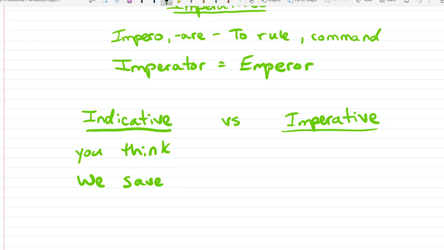But the imperative is that we're actually giving that as a command. So instead of you think, you just need to tell someone, think. And the same thing with we save. That's just indicating fact. If you want to command someone to do it, say save, right? And that's by itself. Instead of saying, you should all turn in your papers, I could say turn in your papers, or turn off your phones. Something like that. And that's really what the imperative mood's all about.